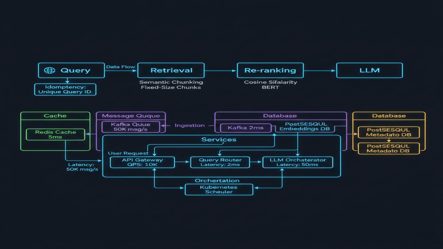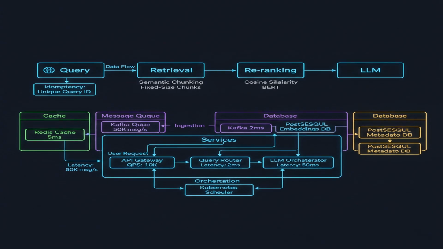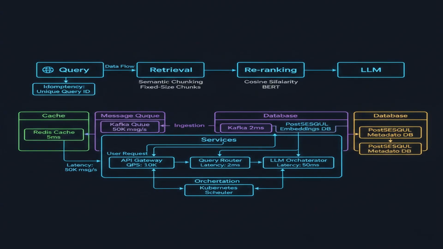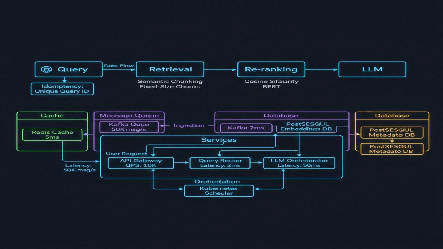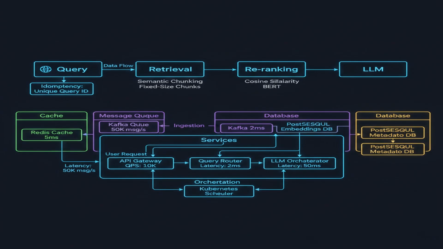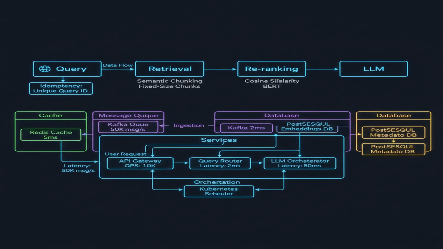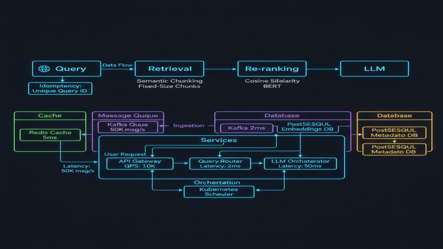Let's dive into the core logic of our RAG pipeline. For chunking strategies, we'll use a hybrid approach, semantic chunking combined with fixed-size chunks. Semantic chunking uses sentence boundaries to create contextually relevant chunks, while fixed-size chunks ensure consistent input length for the LLM. We use cosine similarity for retrieval because it's robust to varying vector magnitudes, unlike Euclidean distance, which is sensitive to vector length. For re-ranking algorithms, we'll employ a cross-encoder model like BERT to refine the initial retrieval results.